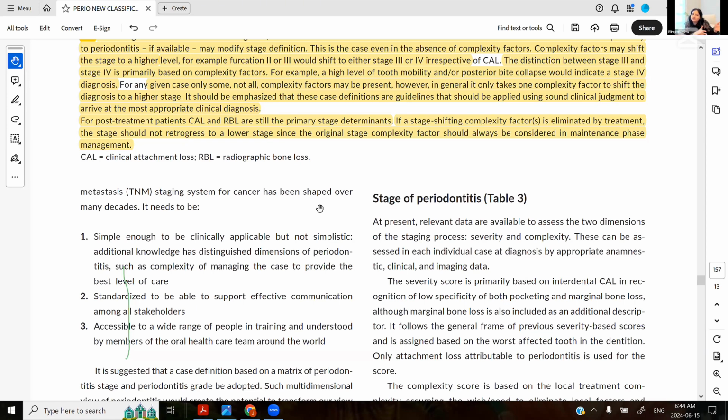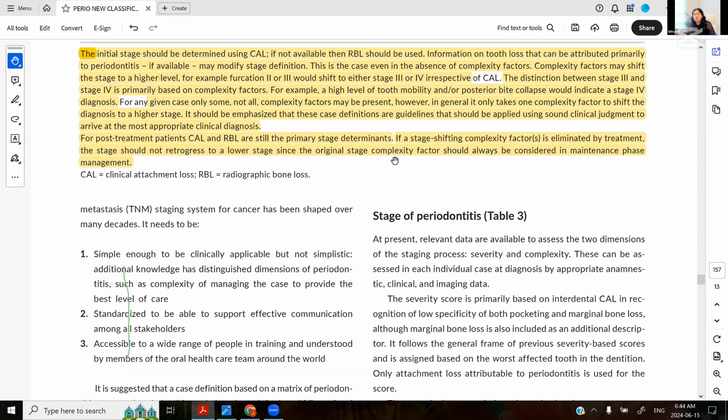Stage 2 can go back to stage 1 if the attachment loss is regenerated. That is one exception, right? Stage 2 can go back to stage 1 because there was no complexity factor, there was no teeth loss, only the attachment level was there, 3 to 4 in stage 2, and 1 to 2 in stage 1. So you can regenerate the attachment, the GTR, if you do the regeneration techniques. But in all the patients, do we always do the regeneration or GTR in stage 2 ones who even have 3 to 4 mm? Not all patients would go with that.